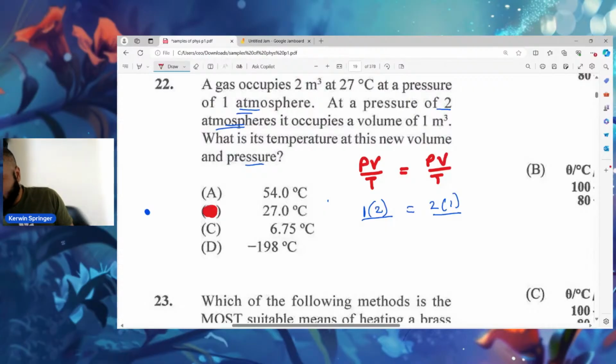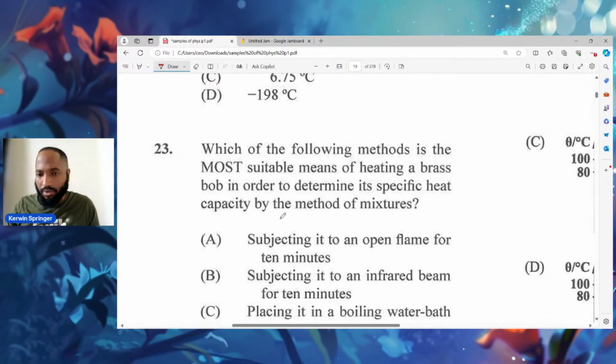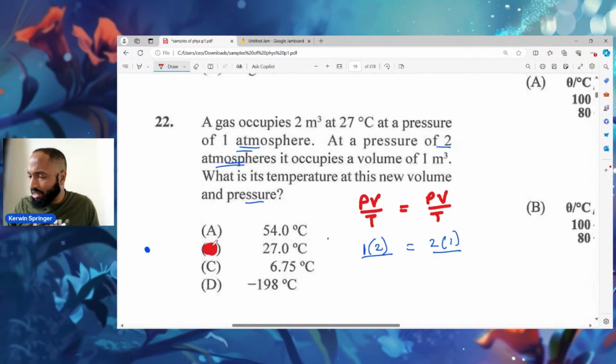Let me think about this. 2 meters, 27 degrees, 1 atmosphere. Increase the pressure, and the volume switches. Okay, so the volume responded. So the temperature must be kept constant. So it's 27. Somebody say A, now B is the answer.